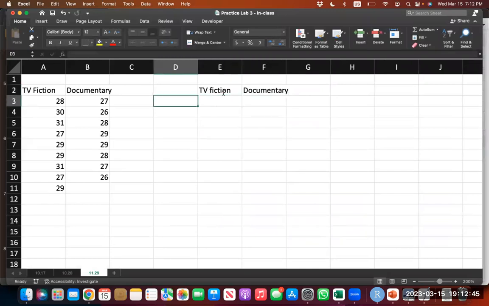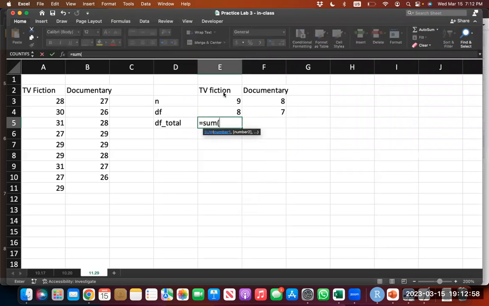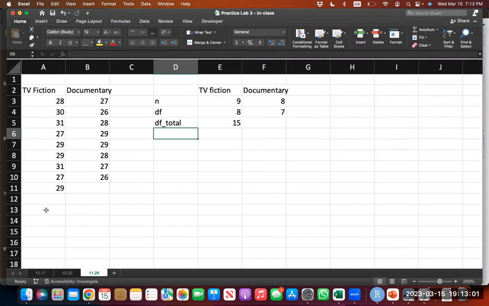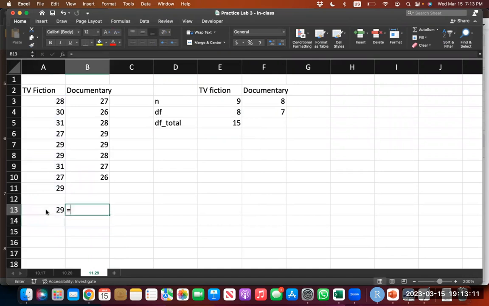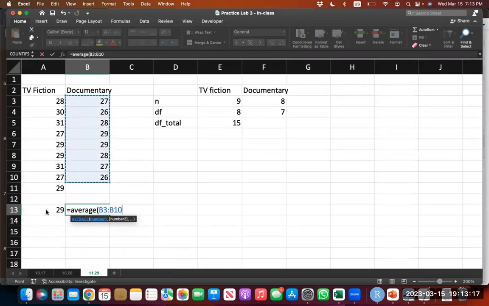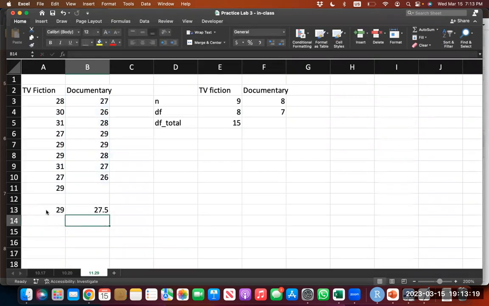So firstly, we want to calculate our n's. So we have 9 and 8. Then the degrees of freedom, that is 8 and 7. Then we have a degree of freedom total, which is basically the sum of 8 and 7, which is 15. Then we need means. So the average is here 29 for TV fiction, and then the average for documentary is here 27.5. Then we need a standard deviation.